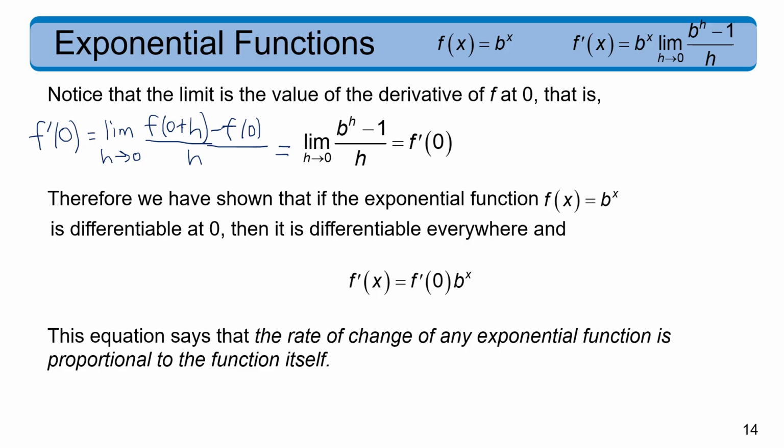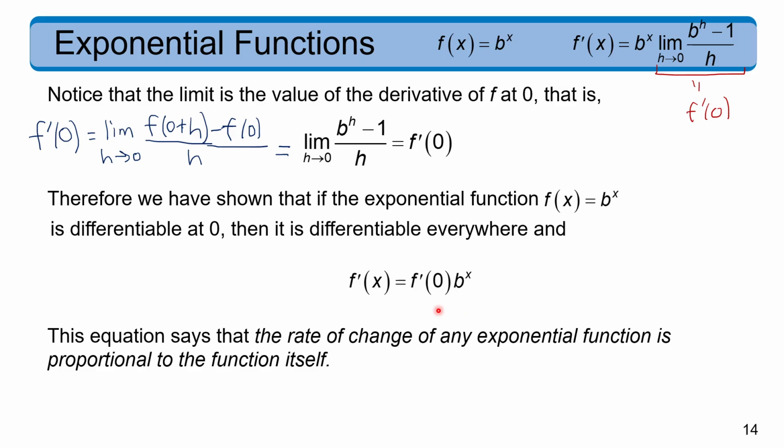So, like I was saying a minute ago, that means this limit here is equal to f prime of 0. So what I'm going to do now is rewrite this equation for f prime of x equals b to the x times, and then replace this with f prime of 0. And that's what we've written here. We just flipped the order. We put the f prime of 0 on the left. So we've now got this expression for f prime of x.